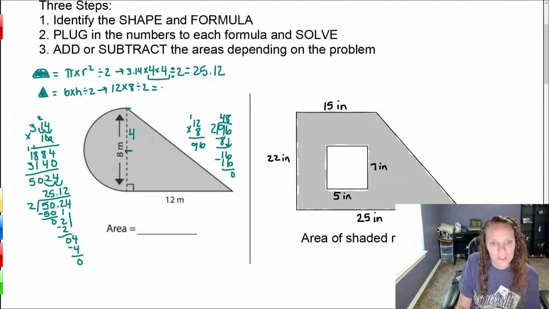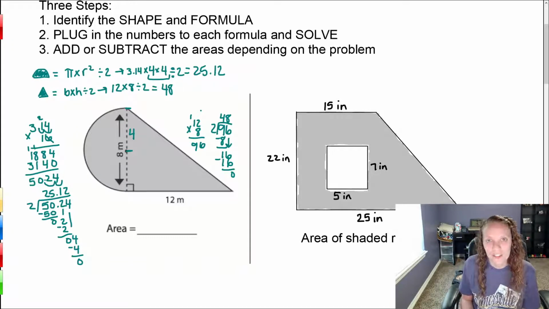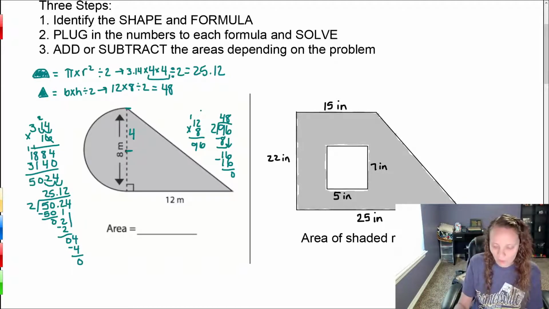So our answer for the triangle is 48. Now remember, we're finding the area of the composite figure, which is the whole entire thing. We want to know what the area of the triangle and the half circle is. So we're either going to add or subtract the areas, again, depending on the problem. Well, since we want to know the entire area, we're going to add the 48 with the 25.